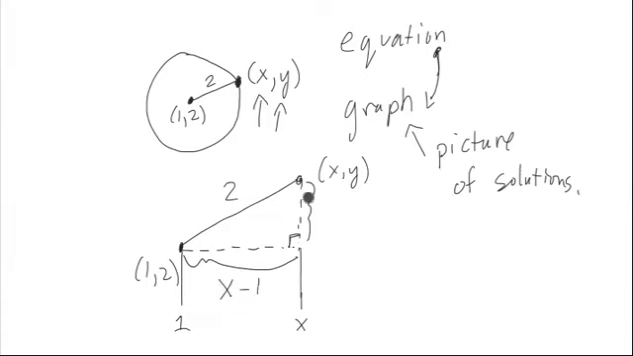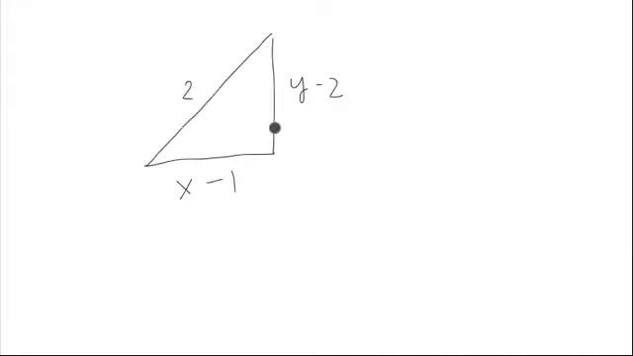What about this length? Using the same idea, we have a y value of 2, and up here we have a y value of just y. This distance would be y minus 2. Okay, so we should be able to come up with a nice formula now using what we know about the Pythagorean theorem. So we have x minus 1 and y minus 2. Oh, and we have a length of 2 here, and that's the hypotenuse.